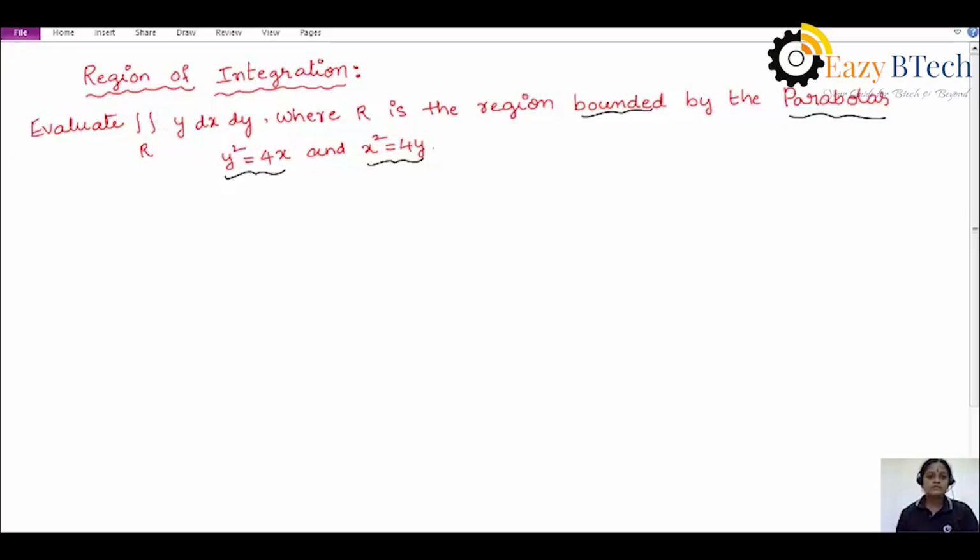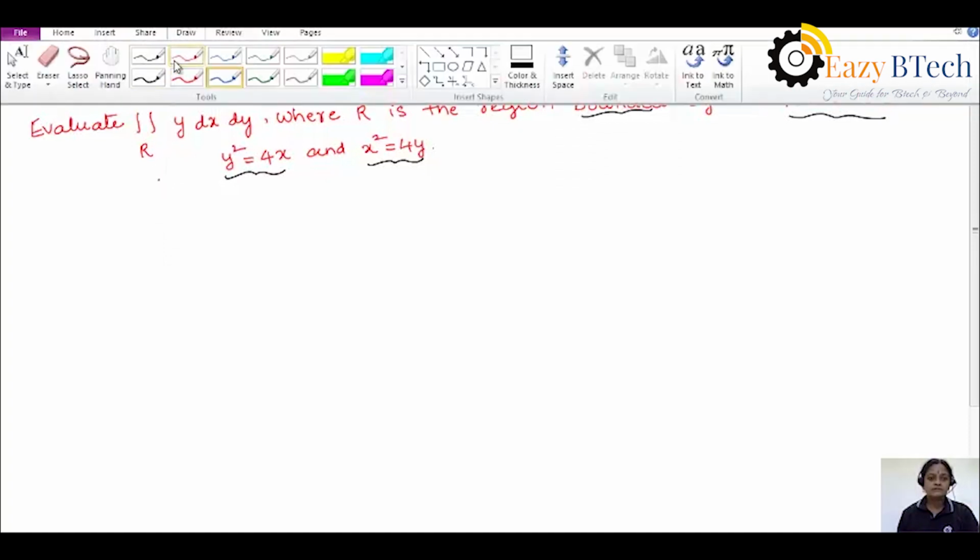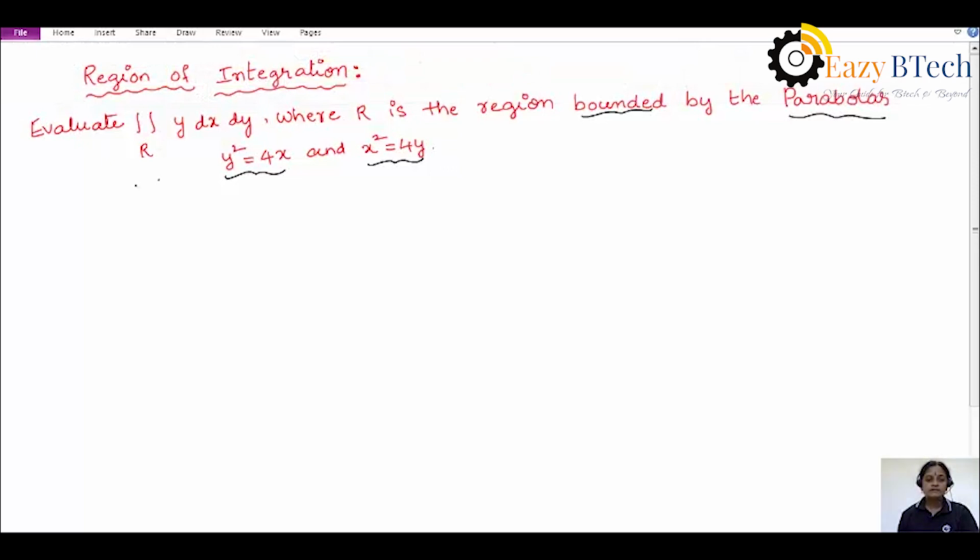Today my topic is about region of integration. Here is the problem: evaluate the double integral of y dx dy, where R is the region bounded by the parabolas y square is equal to 4x and x square is equal to 4y. So at first, writing the given parabolas: y square is equal to 4x and x square is equal to 4y.